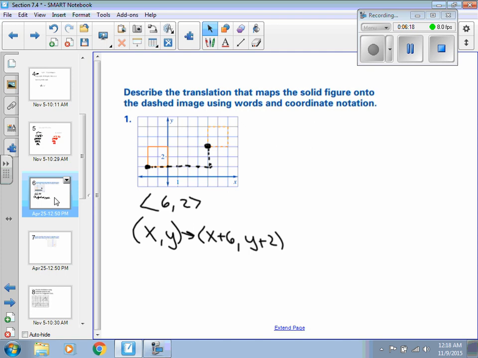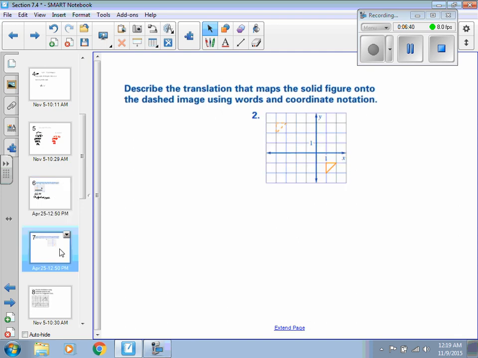And you've seen, as we've gone through reflections, x, y going to something, or like when we did the rotations the other day, we did x, y going to y, negative x. That is a coordinate mapping for those points. Again, x is positive if it goes to the right, x is negative if it goes to the left, y is positive if it moves up, y is negative if it moves down.